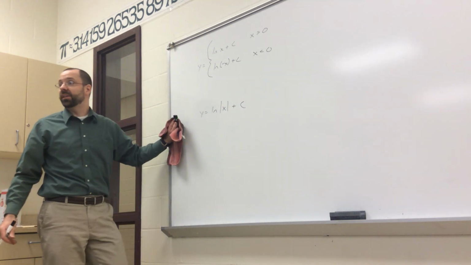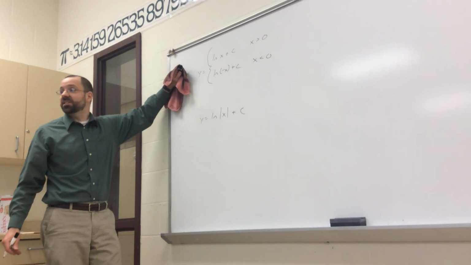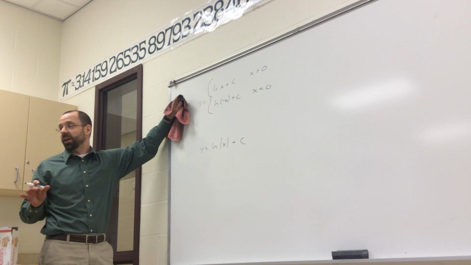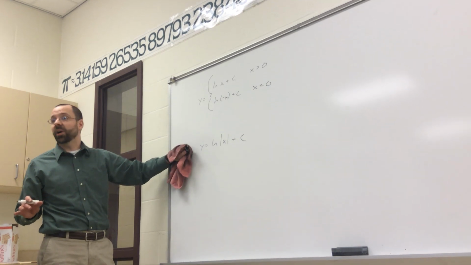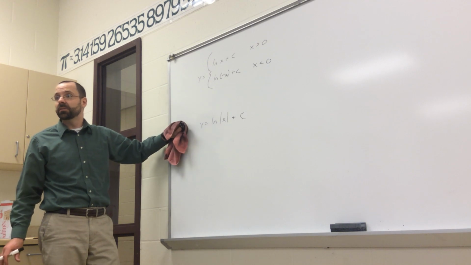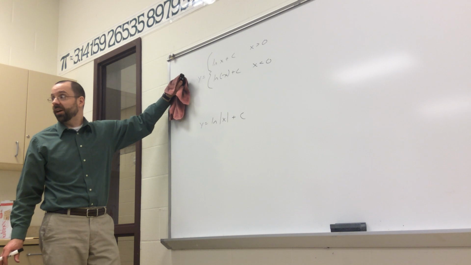Okay, so the main point here is that this is a fancy way to write the answer to dy dx equals 1 over x. But this is a fancier way. Does everybody see that these are the same exact thing? And this one's a lot nicer than this one, right?